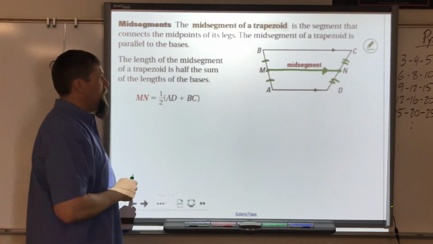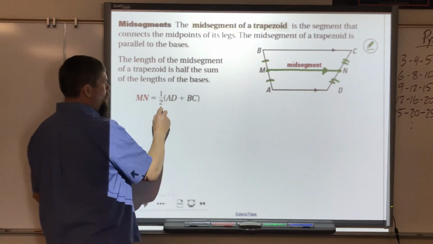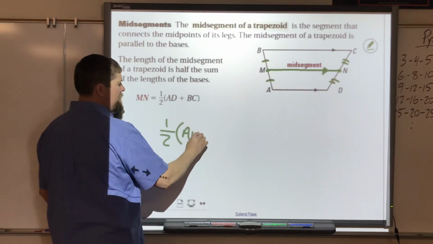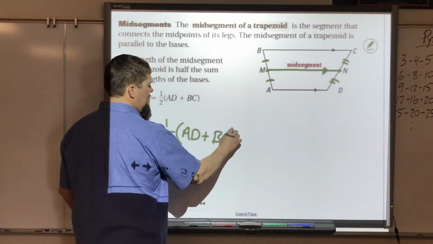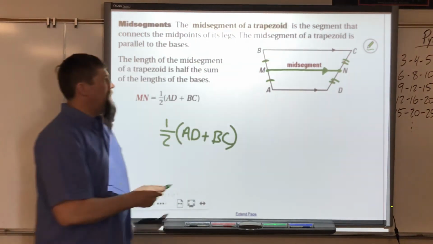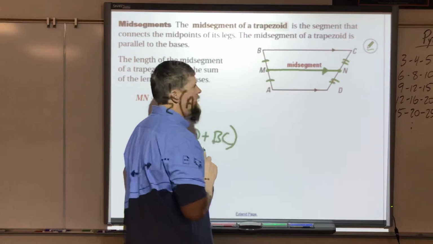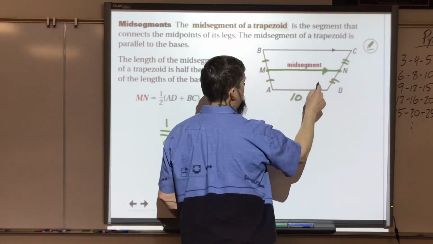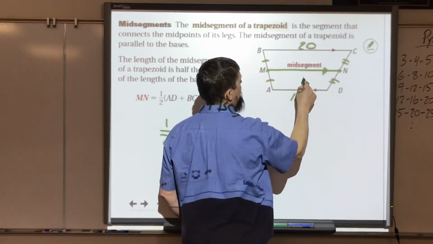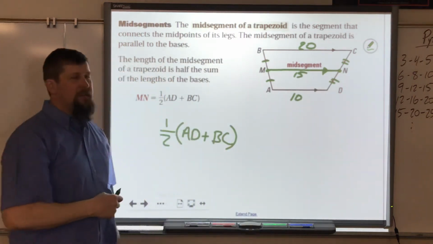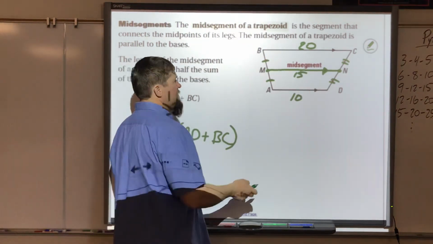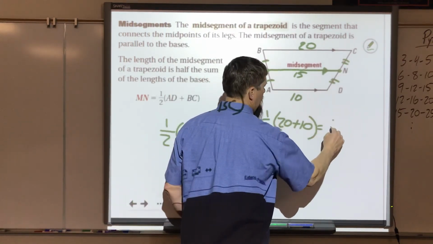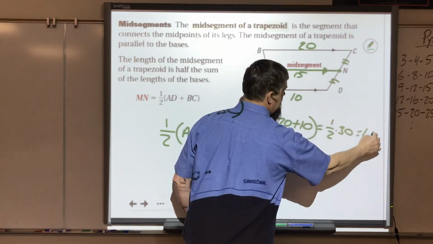What we also know about the mid-segment is that it is 1/2 of the two bases added together. So if you take the bottom base, add the top base, and then divide by 2, the mid-segment is that length. I'm going to do an example on here since I have room. If this one is 10, this one is 20, this one has to be 15 because it's the average of those two other bases. So 20 plus 10 divided by 2 is 1/2 of 30, which is 15.